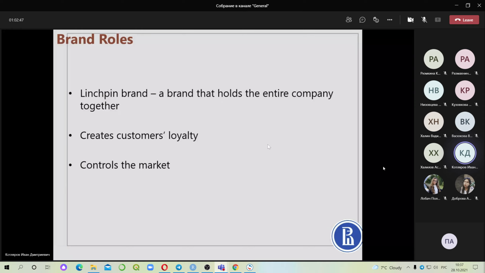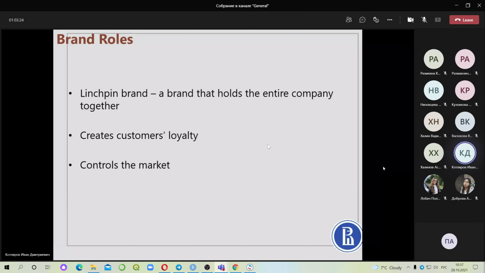This linchpin brand helps to create customers' loyalty towards the whole company, not to specific products of the company, but to the company as a whole, and it helps to control the market. Because when we launch a specific product under an independent brand, in this case, we will be able to control the market share. But when we have a general brand for the whole company, for the whole activities of our company, in this case, we have a linchpin brand, and we have an opportunity to control the market.